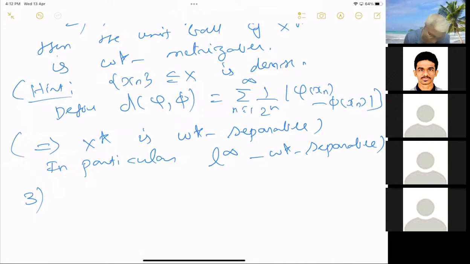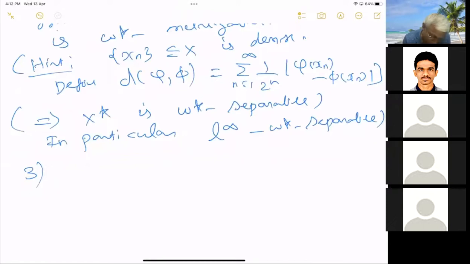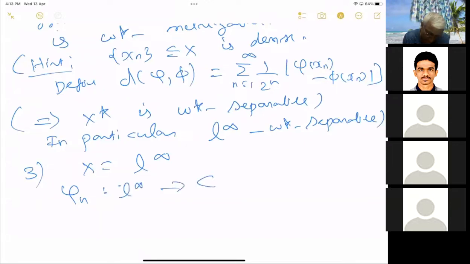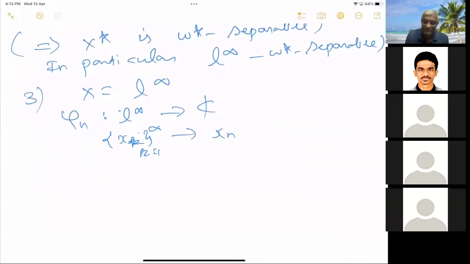Okay, so this is what I want to say. Consider X equal to L infinity. Then phi n, from L infinity to C, is given by x goes to xn. If you have a sequence xk, k equal to 1 to infinity, it goes to the number xn, the nth place, whatever that number is. This is a linear function.